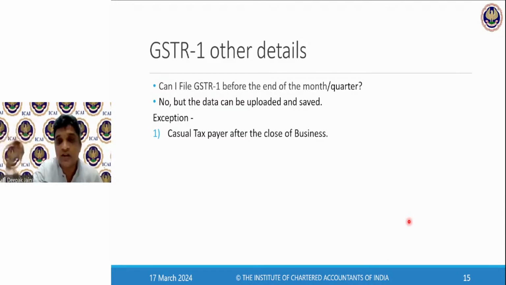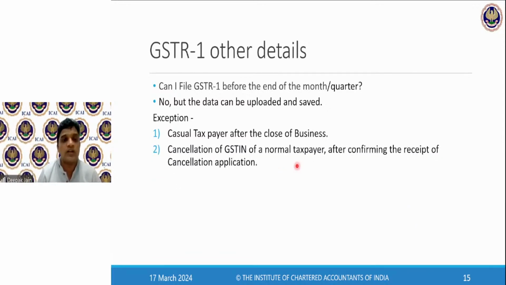Now, his duration is 3 plus 3, 6 months. If he started in between the month, then he will end also in between the month. For this person, he can file in between the month also. Say his exhibition started from the 15th, and this 15th it is getting over. So from last 15th to month end, he will file one return. And from this month's starting till the 15th, he will file the second return. So a casual taxable person, after the close of business, can file the return for that duration.